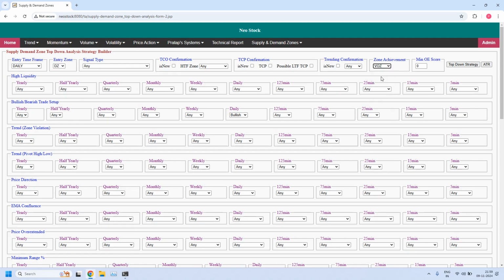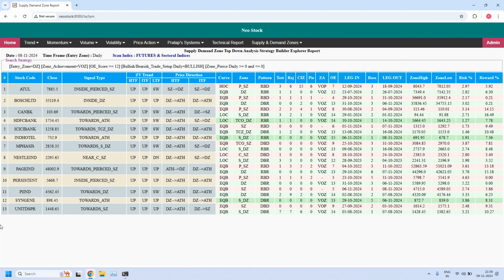Zone achievement violated opposing zone. Minimum odd enhancer score 12. All the 3 filters are applied to daily demand zone. So 13 stocks are currently supporting bullish trade setup for a monthly income trade, and these demand zones are not pierced, and all these demand zones' odd enhancer score is minimum 12 value, and also all these demand zones are having zone achievement as a violated opposing zone.